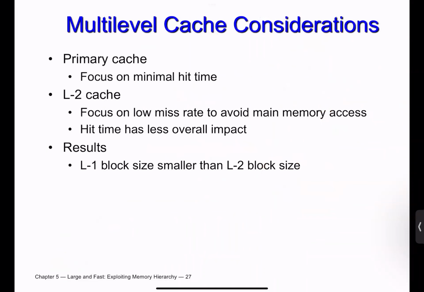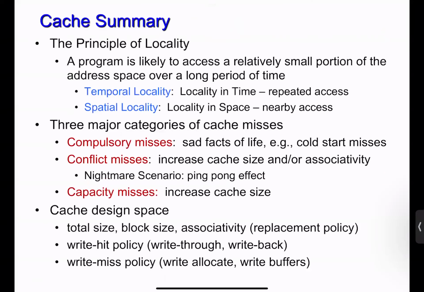So with this multi-level cache consideration, I have a primary cache that focuses on minimal hit time. The L2 cache will focus on lowering the miss rate to avoid main memory access. The hit time has less overall impact in this case. And of course, the L1 block size will be smaller than the L2 block size.